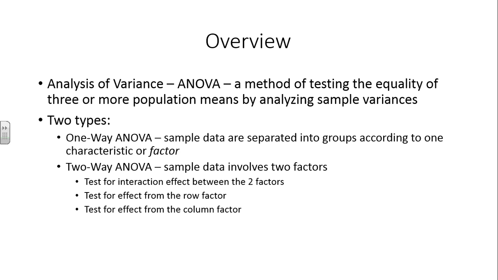And then the second ANOVA test we're going to look at is known as a two-way ANOVA. In this case, the sample data is again separated into three or more groups, but it involves two factors, and we'll be doing a test for the interaction between the two factors. Then we're going to be testing one of the effects that we'll call the row factor, and then testing for the other effect, which we will call the column factor.